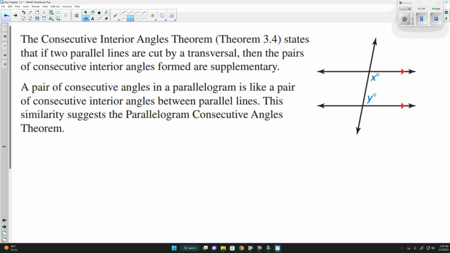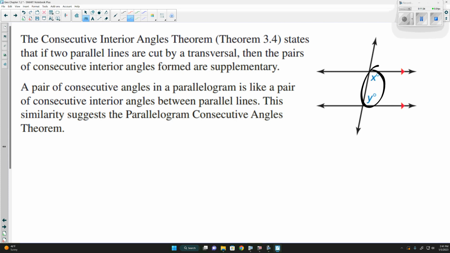Now, this here, we're not going to really write anything for this slide. It's more we're going to talk through it. The consecutive interior angles theorem, theorem 3.4, states that if two parallel lines are cut by a transversal, like we have here, then the pair of consecutive interior angles formed are supplementary. Then these two add together to be 180. We covered that before Christmas break, and that's something that we have. So two parallel lines cut by a transversal.